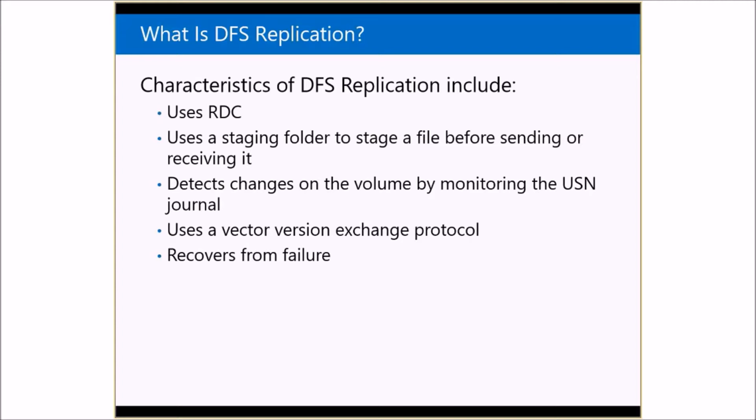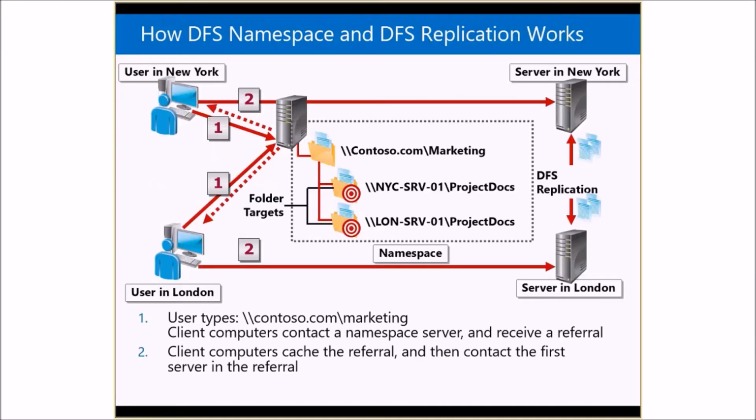It uses a vector version exchange protocol. What does that mean? Vector is a direction. So basically, if I have a change here on the Adelaide server and I have a Noarlunga server over there, the direction is from Adelaide to Noarlunga. So that's the vector. Vector version means the different versions, right? Exchange, it's a protocol, a way of doing that. So that's what all of these mean.